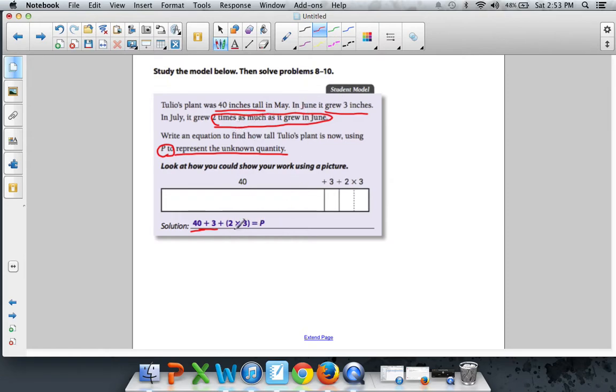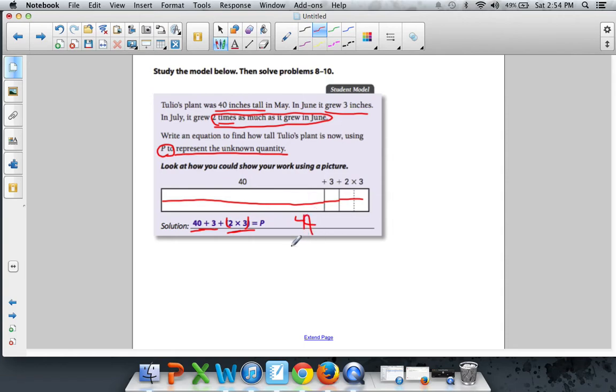So you can't just write 2. You have to write 2 times 3. And then that goes into parentheses, because when you have multiplication hanging out, you've got to do the multiplication first. Okay? And here's a picture of the equation. You have that big 40, then you have that little itty bitty bit of 3, and then you have 2 3s, or in other words, 2 times 3. If you add that all up, you shouldn't be surprised that P actually equals 49.